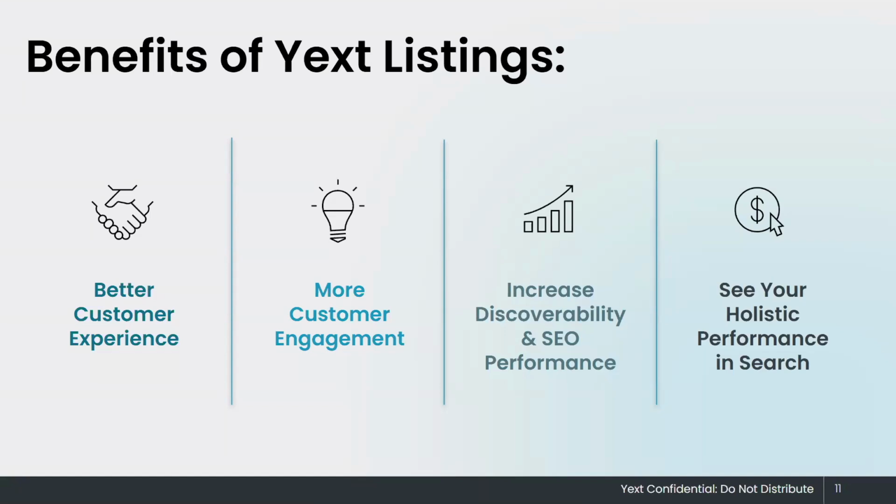So first of all, better customer experience will lead to better customer engagement. If that information is consistent across multiple publishers, customers are going to have more trust in your brand. They're going to know, oh, the pizza place is open. What are the delivery options? What are the menu items? This will in turn help to improve discoverability and overall SEO performance.